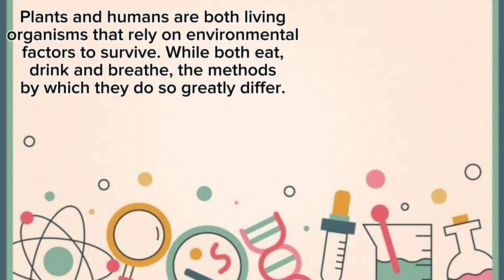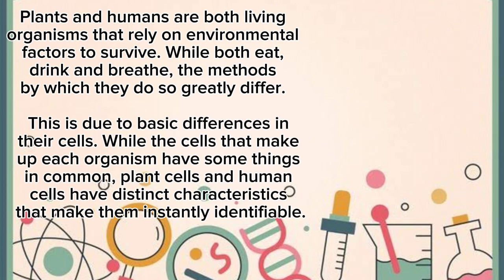Plants and humans are both living organisms that rely on environmental factors to survive. While both eat, drink, and breathe, the methods by which they do so greatly differ. This is due to basic differences in their cells. While the cells that make up each organism have some things in common, plant cells and human cells have distinct characteristics that make them instantly identifiable.